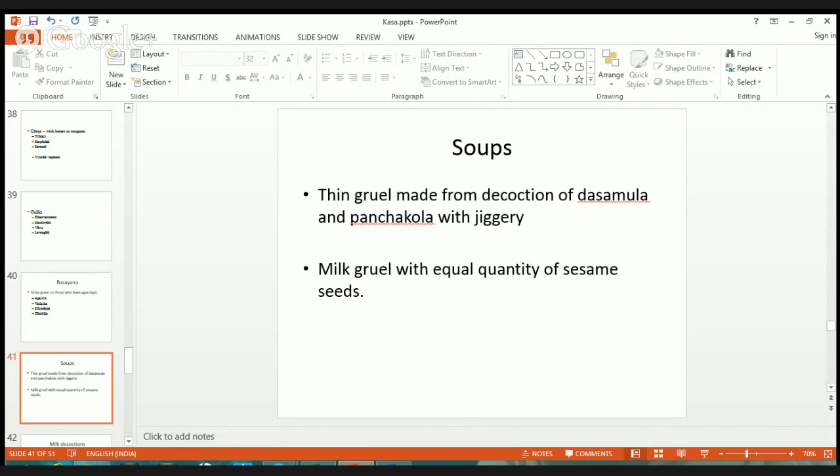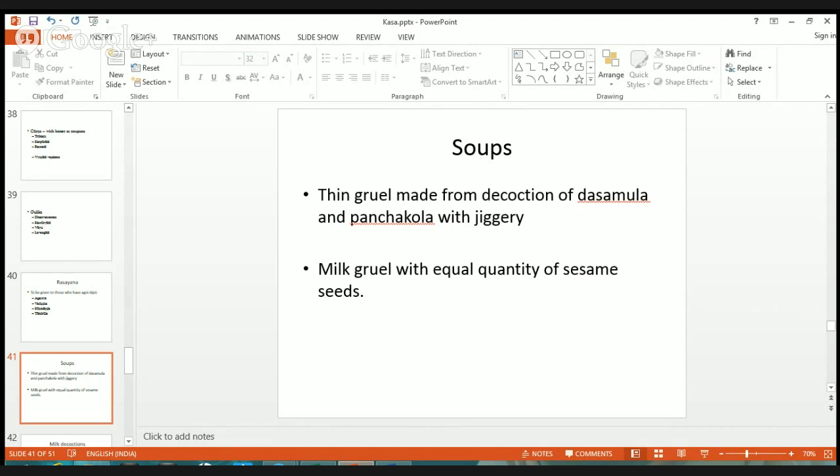Thin gruel. Soups can be made. It can be rice gruel or made out of any other grain. We can make vegetable soups. The soups can be made in a decoction of dashamula or panchakola. Panchakola, as we know, has a very strong Agni Dipana property.